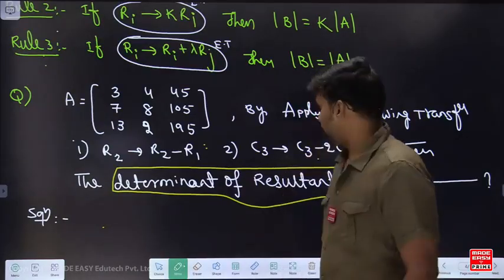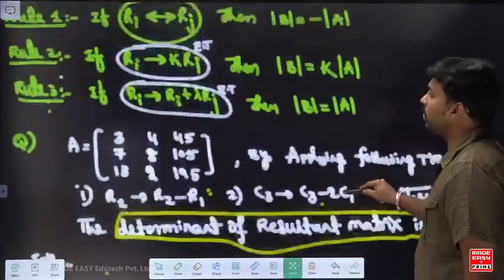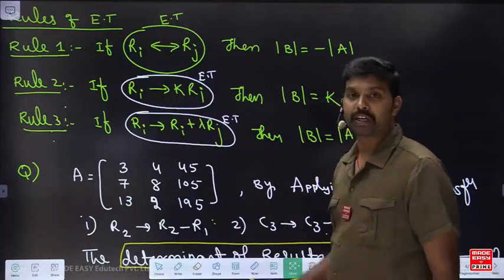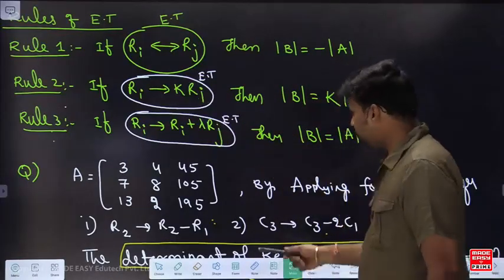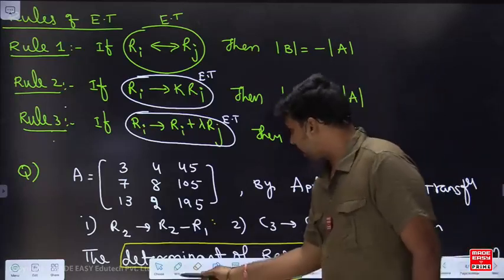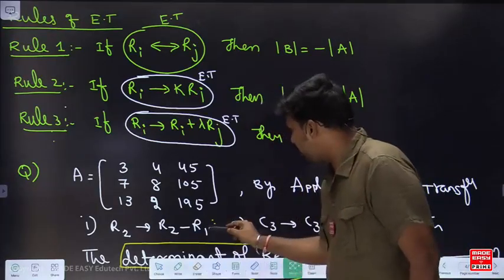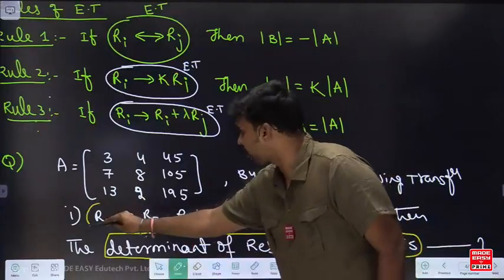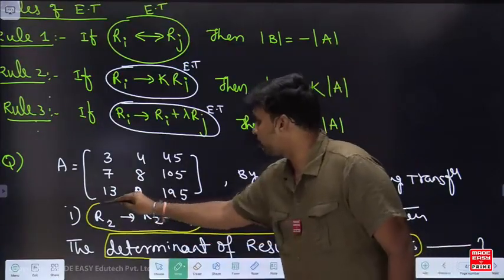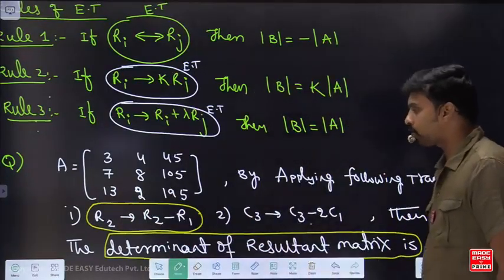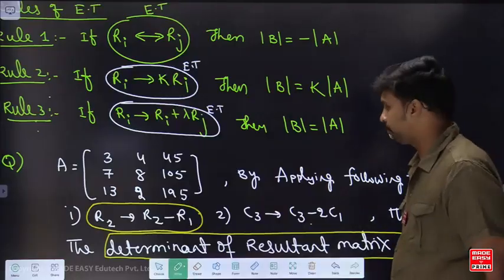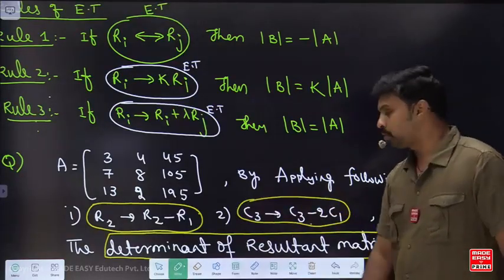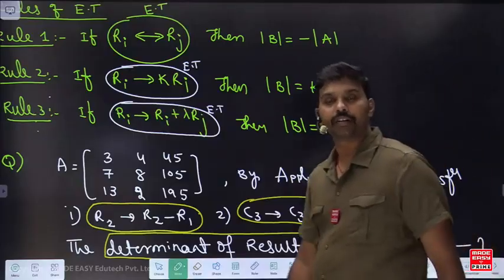We already discussed how much change takes place in the determinant for each transformation. Now you look at this, all of you. What type of rule is this one? R2 to R2 minus R1 is which rule? And C3 to C3 minus 2C1 is which rule here?